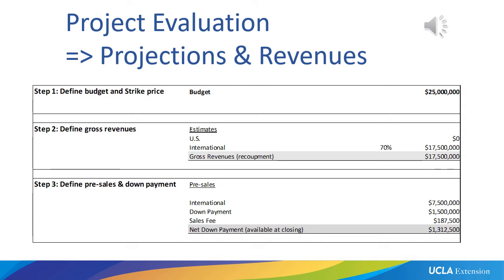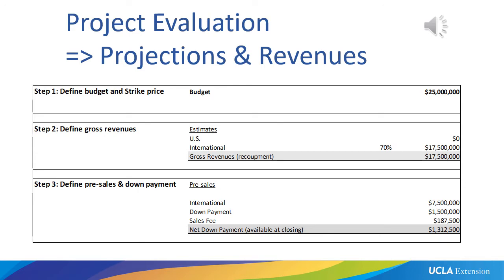So in order for us to establish our pre-sales that later we go and get a bank loan for, we'll look at them. Our international pre-sales are $7.5 million. The down payment for that comes to $1.5 million, and the sales fee is $187,500 in our case. All we have available at this very moment when we do pre-sales and have our distributors sign our contracts is what these distributors pay us at the time of signing the contract, and that's just the down payment.